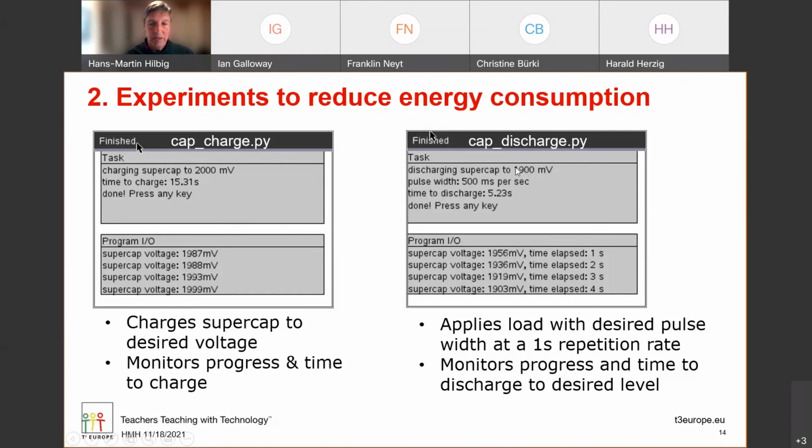So you define your end voltage, but you can also define the pulse width of the load that you're using. If you put 1000 milliseconds per second, then you have a continuous load. The LED is applied as a load all of the time. And if you only say 500 milliseconds per second, then the load circuit is switched on for only half of the period, and you will see that the battery will last longer.